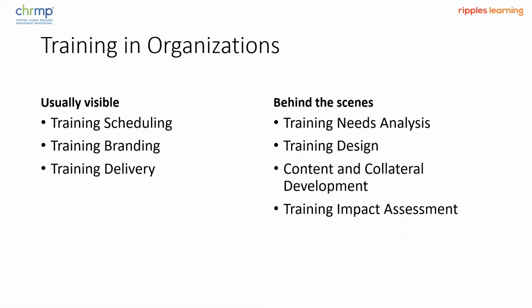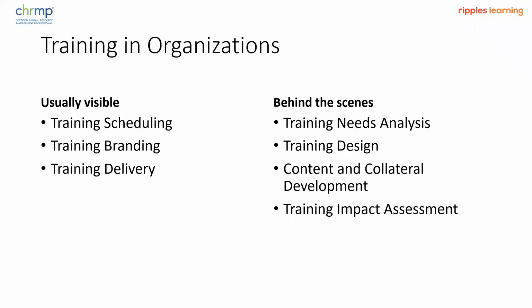So if you are a novice at this, just to give you a sense of this. When you conduct training in organizations, what is usually very visible is the training scheduling, the training branding, because you see a lot of mails, a lot of reminders going around. You might see a lot of posters in the organization. And of course, on the day of the training, you're physically involved in the training or you're actually engaged in attending the training online. So all of these are very, very visible things that you see happening in the organization.